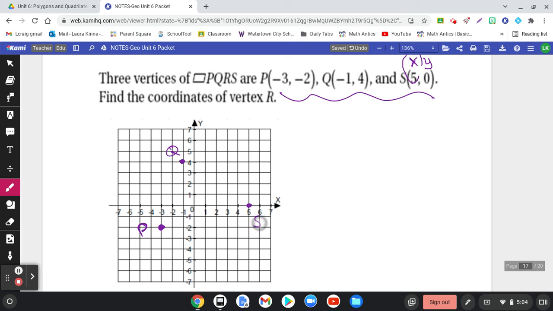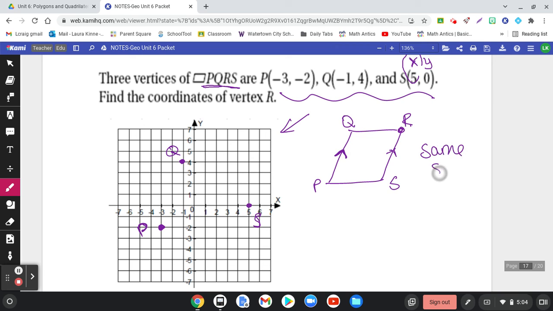And that's S. Now let's think about a parallelogram here. R is going to be somewhere up here. And I know that because it goes in this order. P, down here, Q, R, S. Well, you also know that things are parallel, which means that they have the same slope. So if we can figure out what the slope is to get from P to Q, it'll be the same to get from S to R.